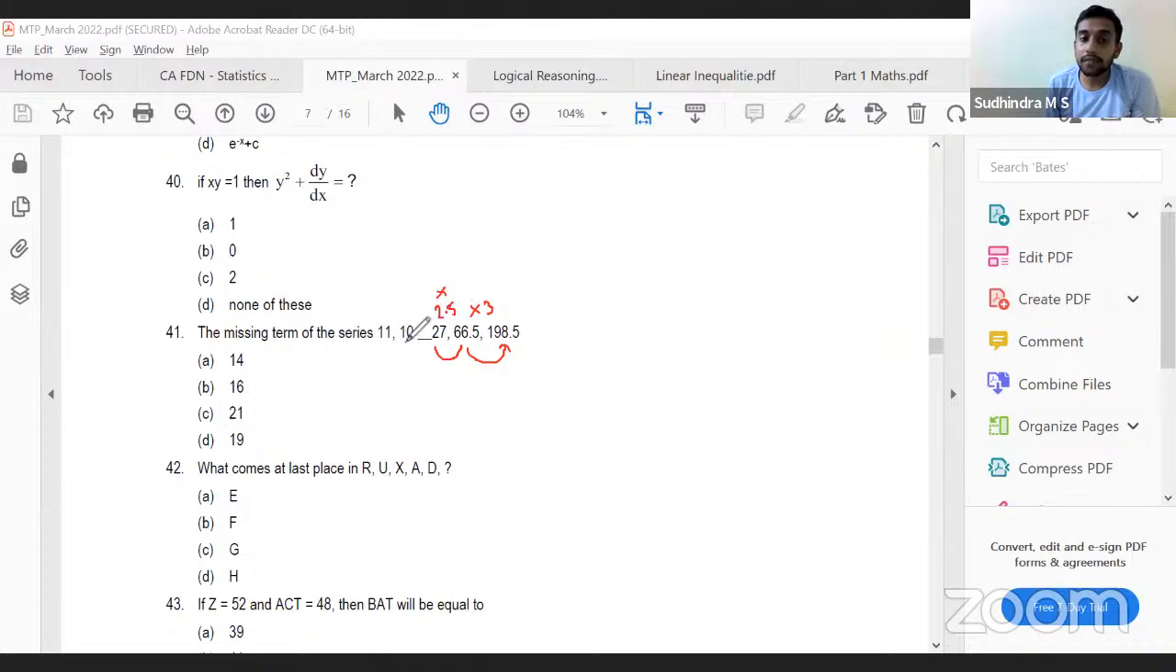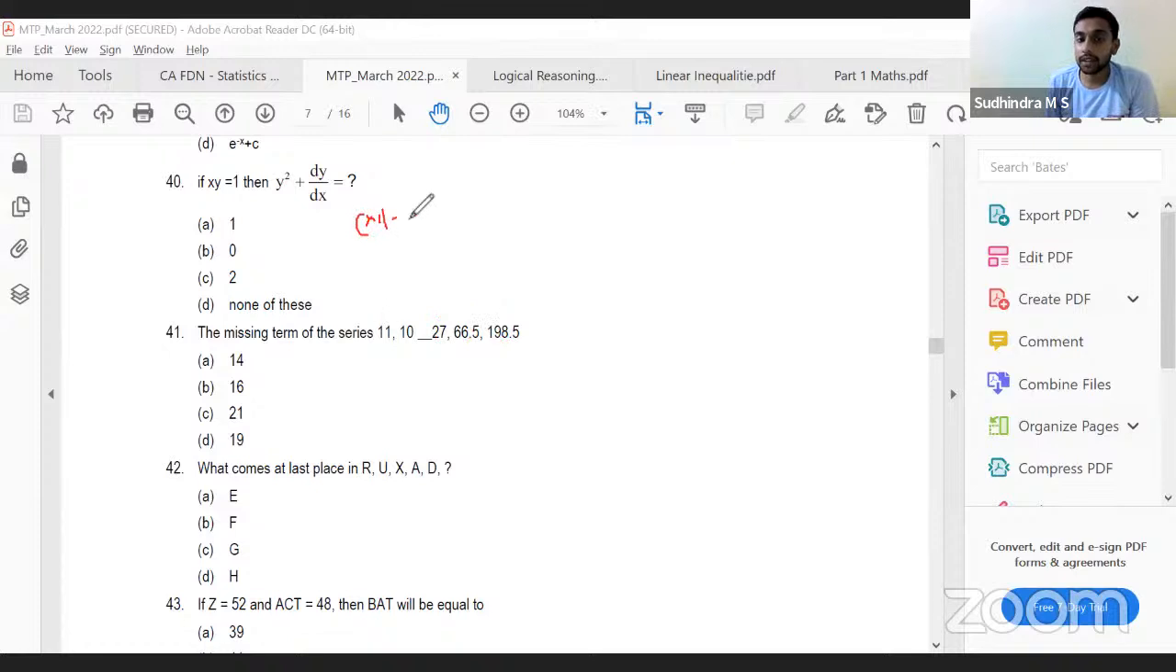Similarly, 11 and 10, it's almost equal to 1. What is the difference here? It's 1 lesser than these multiples. 11 into 1 minus 1. 27 into 2.5 minus 1. 66.5 into 3 minus 1. 66.5 into 3 is 199.5. Minus 1 is 198.5. So what is the pattern that we are having?